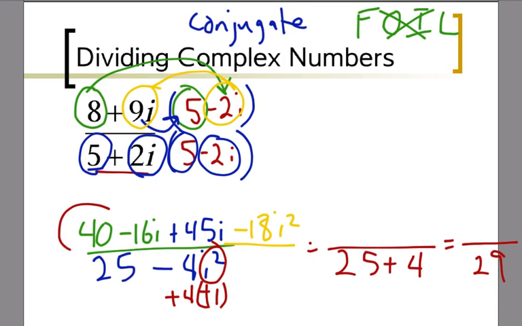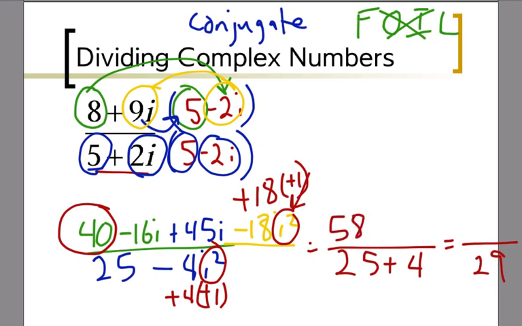On the top, the 40 is by itself, but we're going to add to it because this is i squared. That's really just negative 18 times negative 1. So that turns into positive 18. So we get 18 plus 40, and that should give us 58. We'll write that right here. And then we should go ahead and take our negative 16 and positive 45. So just 45 minus 16. And we should end up with positive 29i. So I'll just rewrite it over here. We got 58 plus 29i.